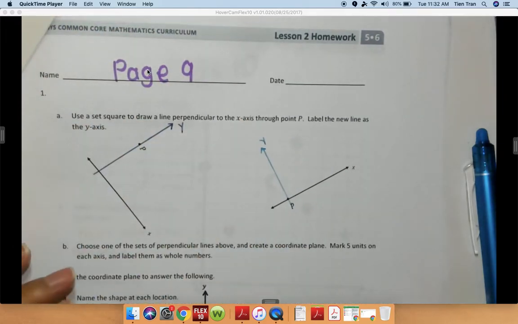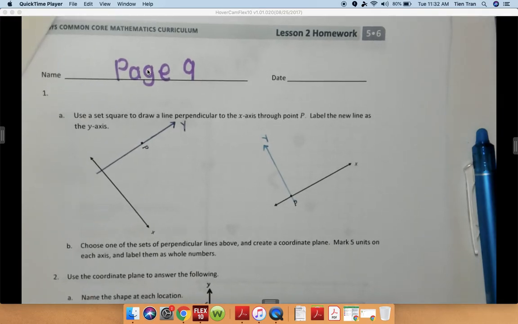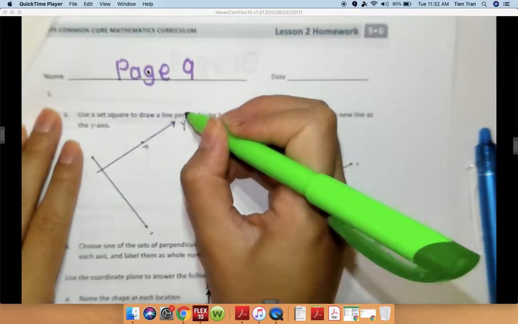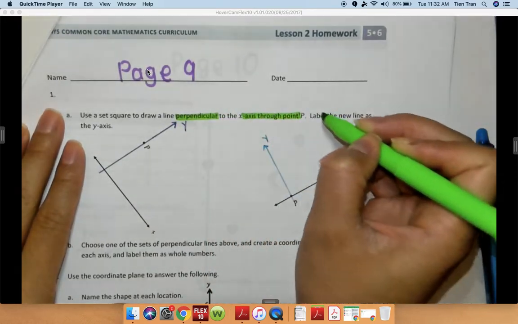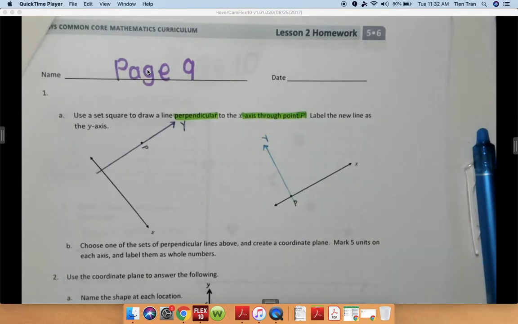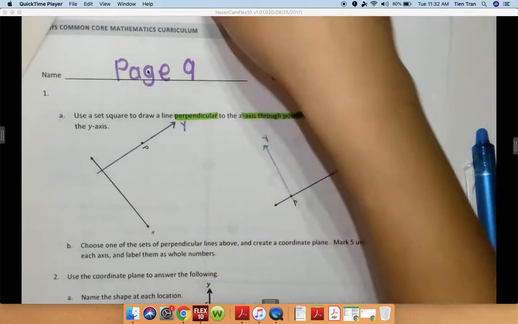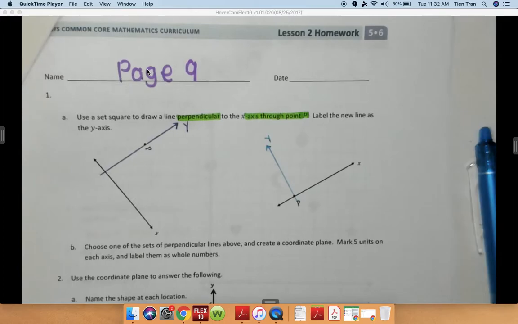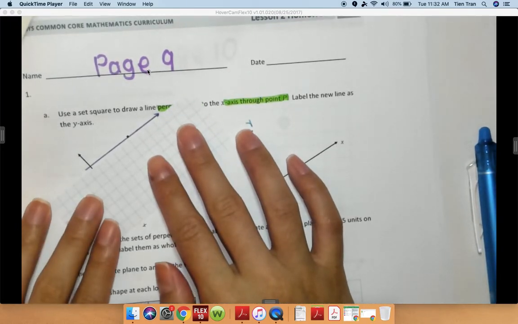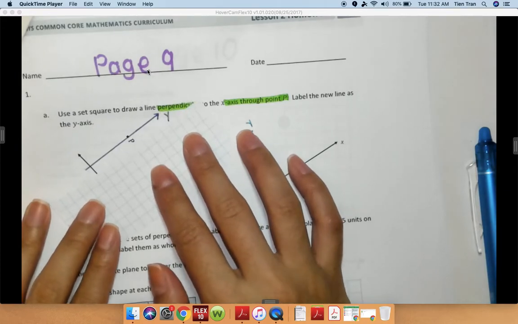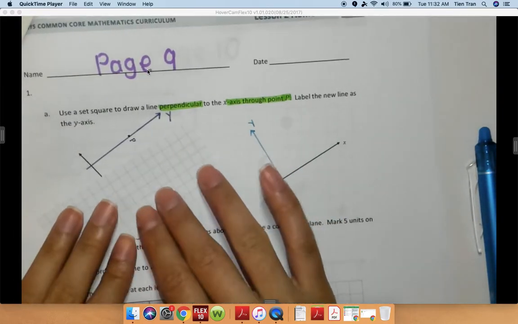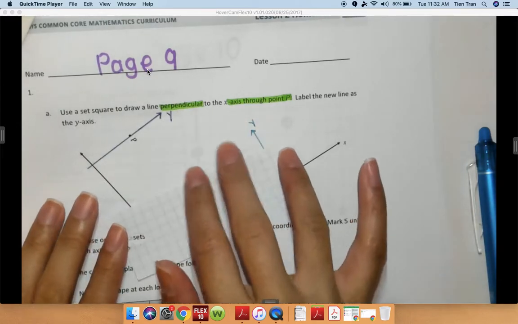So, number 1, use a set square to draw a line perpendicular to the x-axis through point P. Label the new line as the y-axis. So I drew one right here. I just got a piece of paper because I don't have my ruler with me, and I drew the line, okay? So this line right here is the x-axis and this line right here is the y-axis, okay?